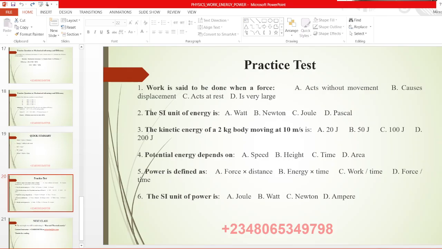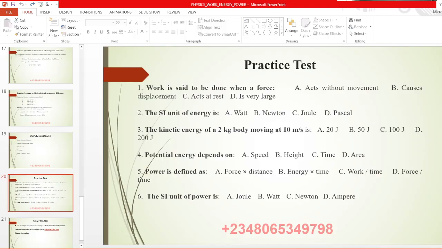The SI unit of energy is what? Joule. The SI unit of energy is joule. The kinetic energy of a 2 kg body moving at 10 meters per second is half times mass times velocity squared. The parameters have been stated. We have mass of 2 kg and we have a moving object at 10 meters per second. So you can actually calculate that. Potential energy depends on what? Height. Power is defined as what? Work divided by time. And work is also force times distance.